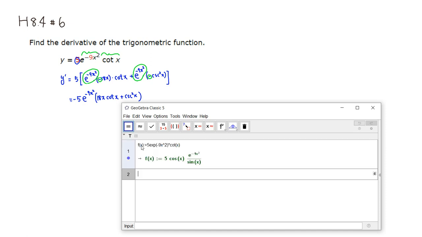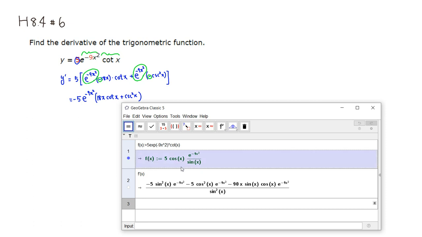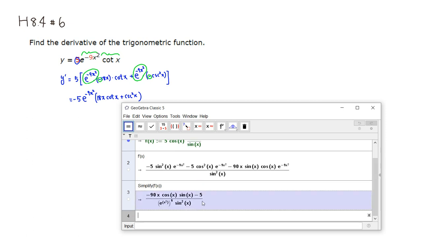Then we take the derivative of this guy. So we have f prime of x. Right? So we end up getting this. Let's see. All right, hold on. Hopefully this will work. Simplify. F prime of x. All right, so it looks like that.